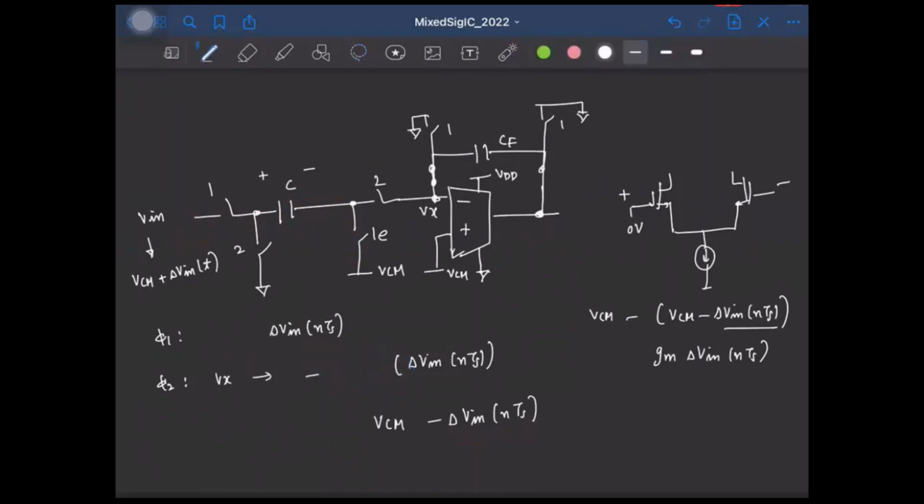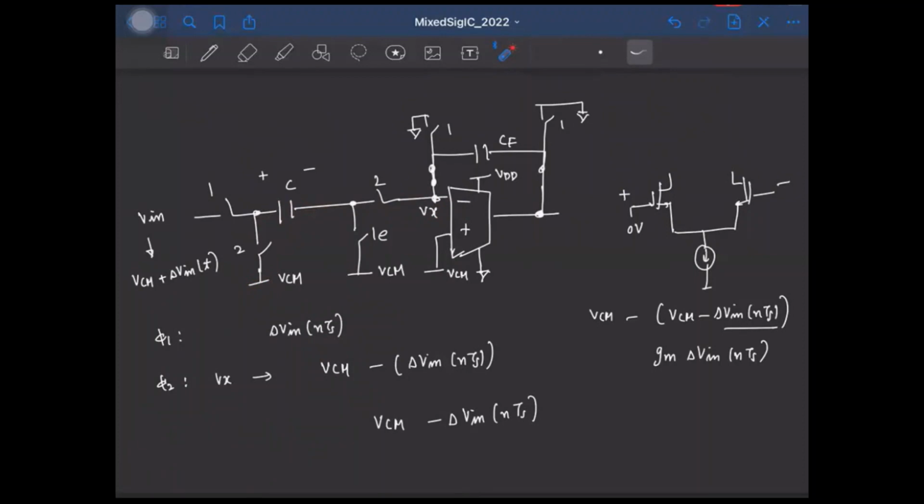But we want this to be VCM minus delta Vin of nTs, that is this. So what we do, we raise this voltage to VCM. Okay, so this will make sure that the voltage to which Vx jumps to is minus delta Vin, that is the voltage that was sampled in the earlier phase, right? So negative of that voltage. So minus delta Vin, and since we are raising this by VCM, this will also raise up by VCM.